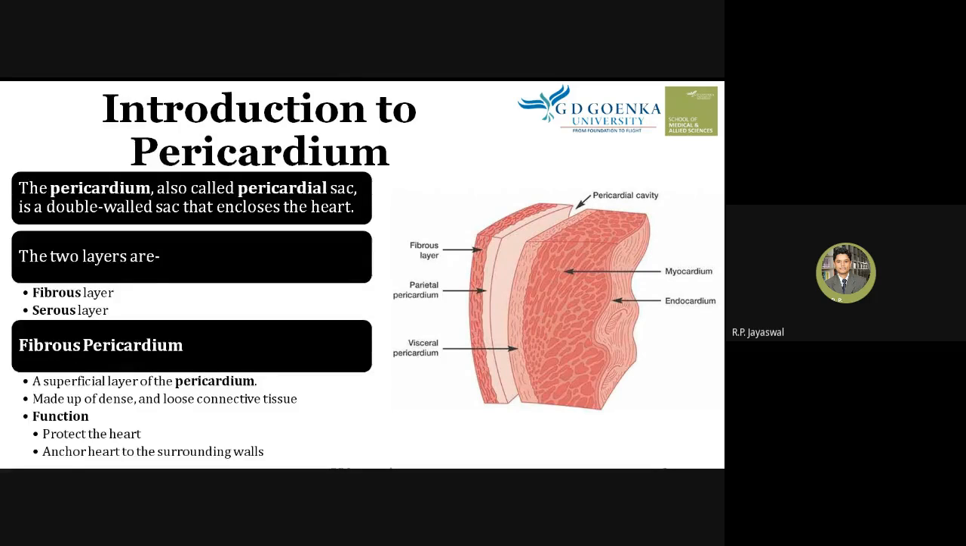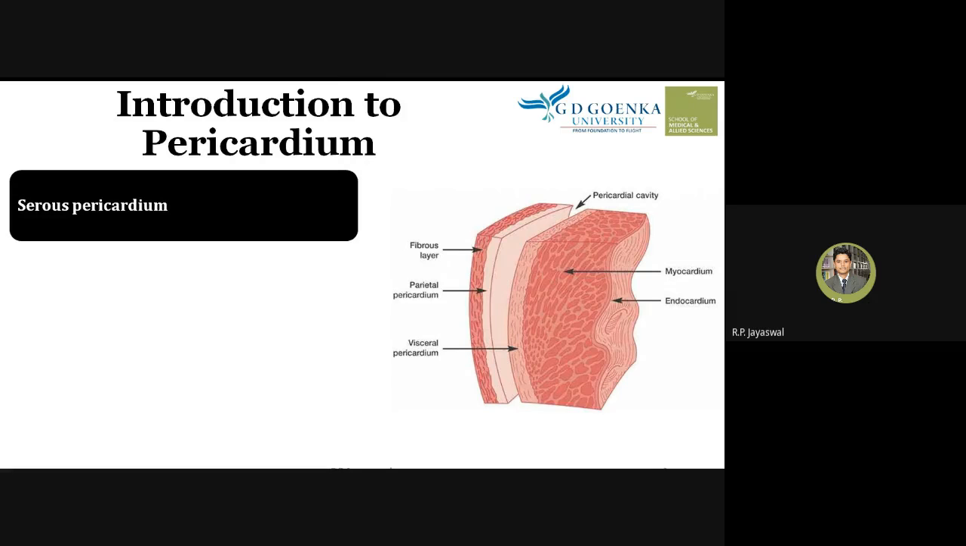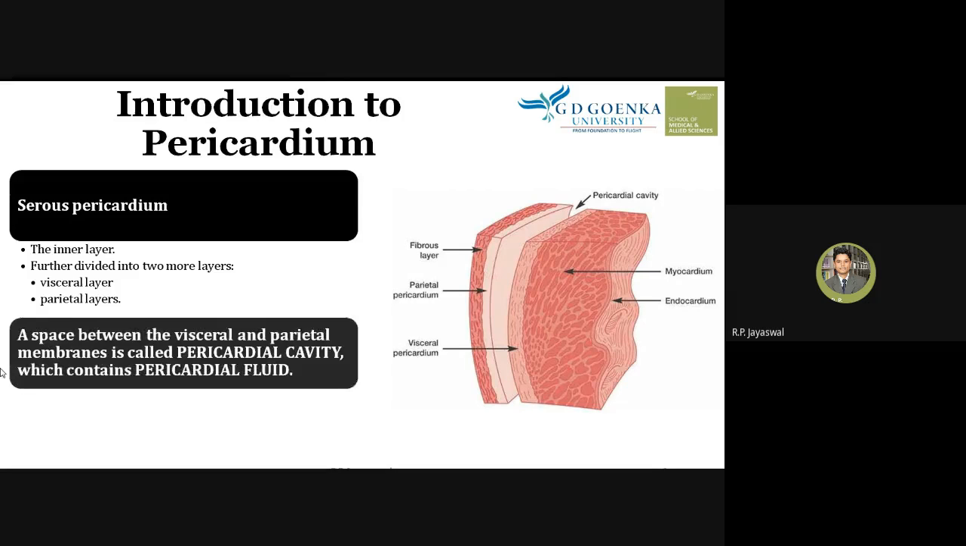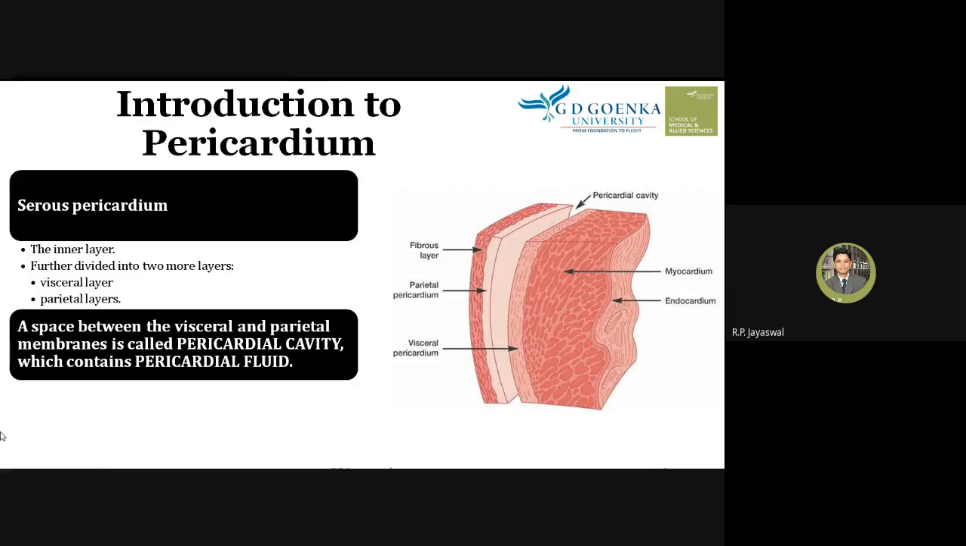Now, if you talk about the serous layer, the serous pericardium is the inner layer of the pericardium and is further divided into two layers, the visceral and parietal layers. The space between the visceral and parietal membranes is called the pericardial cavity. Within the pericardial cavity, there is a fluid called pericardial fluid. So this is the normal structure of the heart.